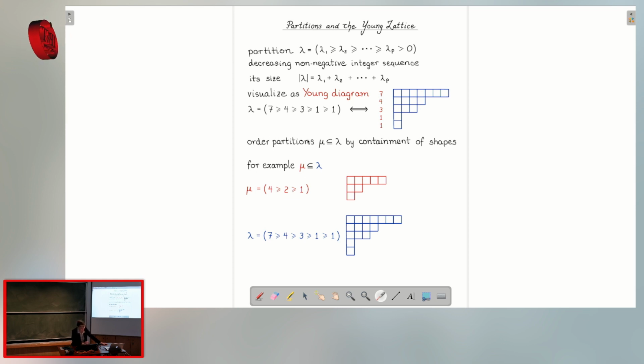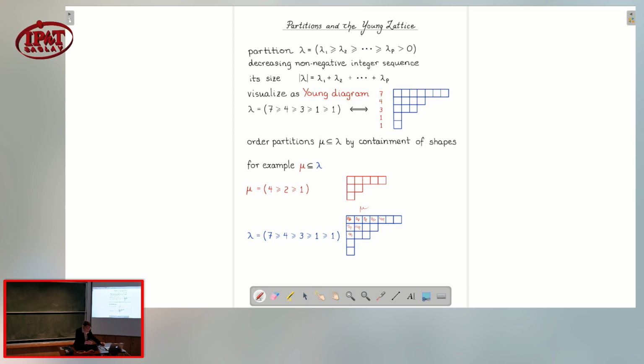And we'll order partitions by containment of their shapes. Again, I'll illustrate this with an example. Mu equals 421 is contained in lambda for the simple reason that we can see it sitting inside in the left corner of lambda. There's mu. And this partial order gives us, in fact, a lattice structure.